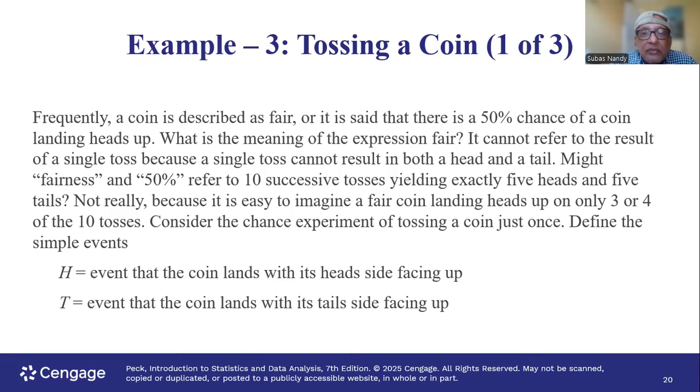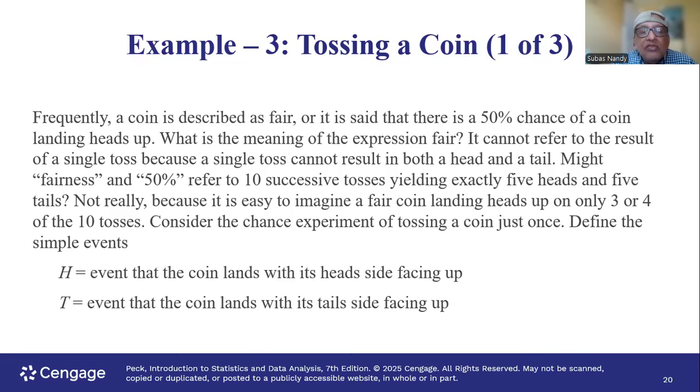Frequently, a coin is described as fair. It is said that there's a 50% chance of a coin landing heads up. What is the meaning of the expression fair? It cannot refer to the result of a single toss because a single toss cannot result in both a head and a tail. Might fairness and 50% refer to 10 successive tosses yielding exactly 5 heads and 5 tails? Not really, because it is easy to imagine a fair coin landing heads up only 3 or 4 out of 10 tosses.